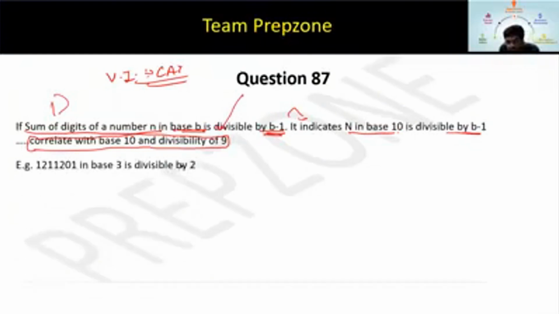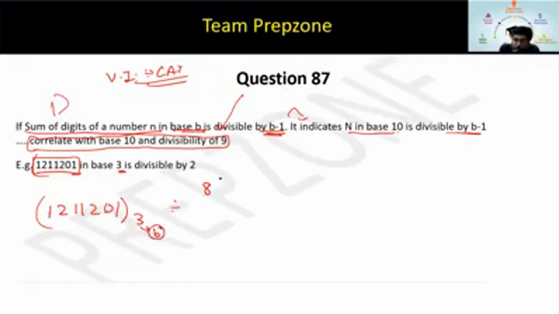Okay, let's take it with an example. This is a number in base 3. Let me write it also: 2121121. This is in base 3. What is the sum of digits of this number? 3, 4, 5, 6, 7, 8. Sum of digits is 8. Okay. If this sum of digits is divisible by b minus 1, this is my base b, right? So if this sum of digits is divisible by 2, is this divisible by 2? Yes. So this condition is getting satisfied, that sum of digits is divisible by 2.